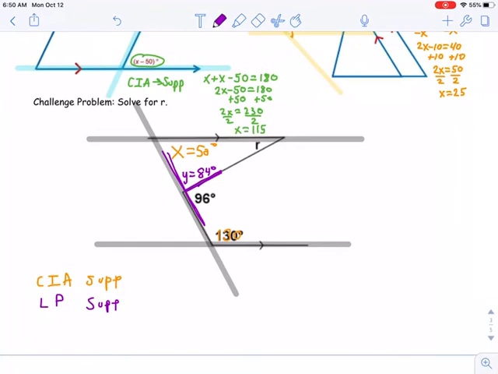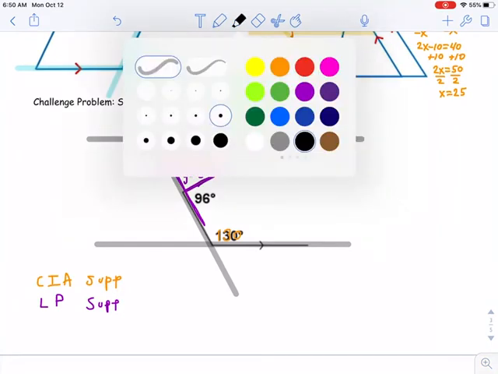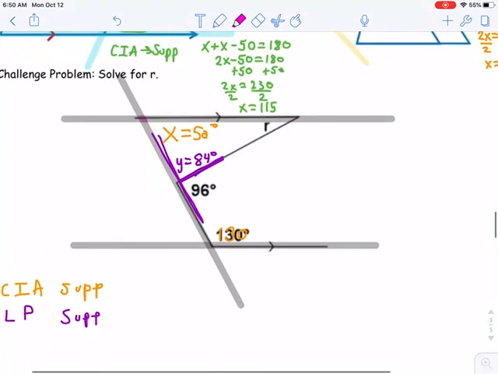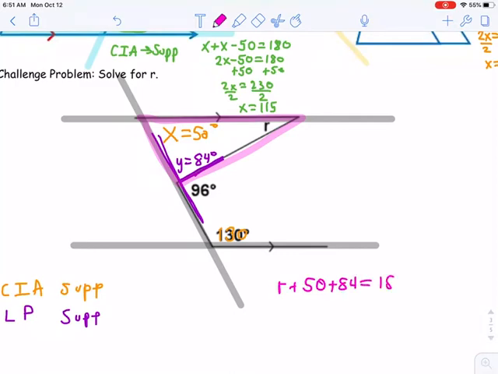All right, and then something we haven't talked about too much, but I know you guys most likely know from some stuff in the past, is triangles add up to 180 degrees. So r plus 50 plus 84 equals 180. r plus 134 equals 180. r equals 46.